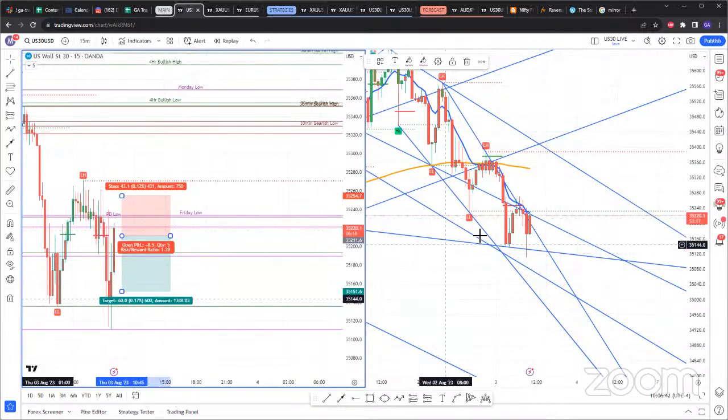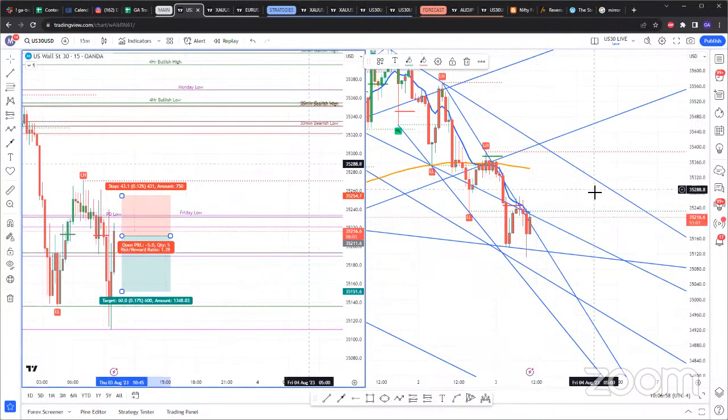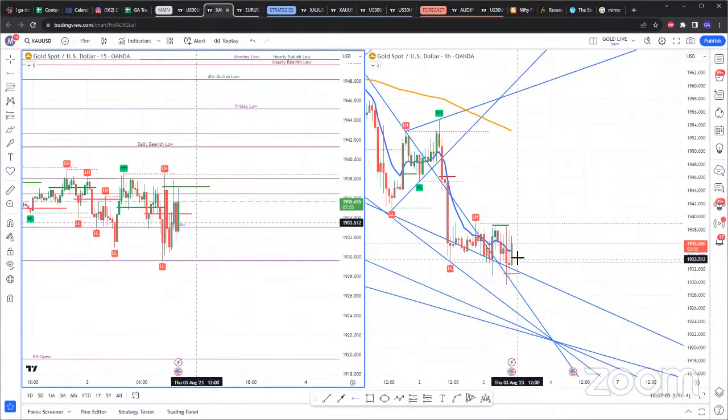All right, so keep in mind, for me to change my bias on US 30, what did I mention? I have to get a break and retest off of this trend line right here. That's when I'll change my bias for US 30 to a buy, I'm sorry, if we get an hourly break and retest there. So maybe it's best to wait for either US 30 and gold to determine whether they're going to keep closing down or they're going to go for 1938.